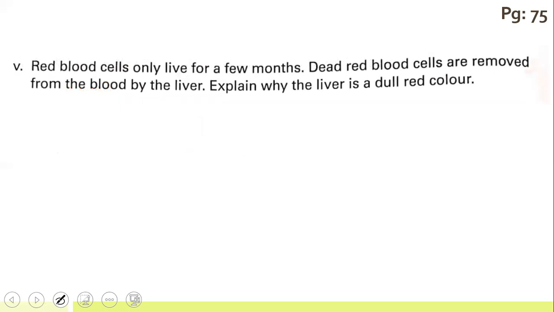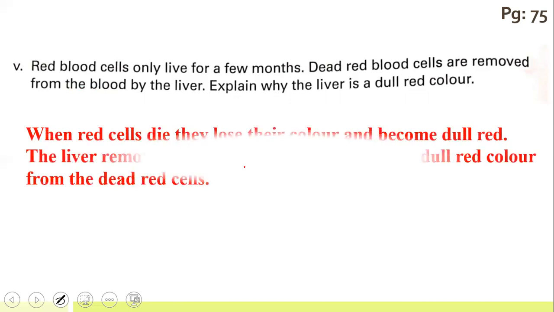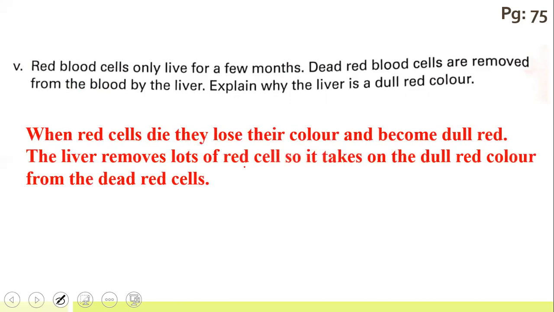The fifth part of this question: red blood cells only live for a few months. Dead red blood cells are removed from the blood by the liver. Explain why the liver is a dull red color. The answer is quite clear: red cells die, they lose their color and become dull red. The liver removes lots of red cells, so it takes on the dull red color from the dead red cells.